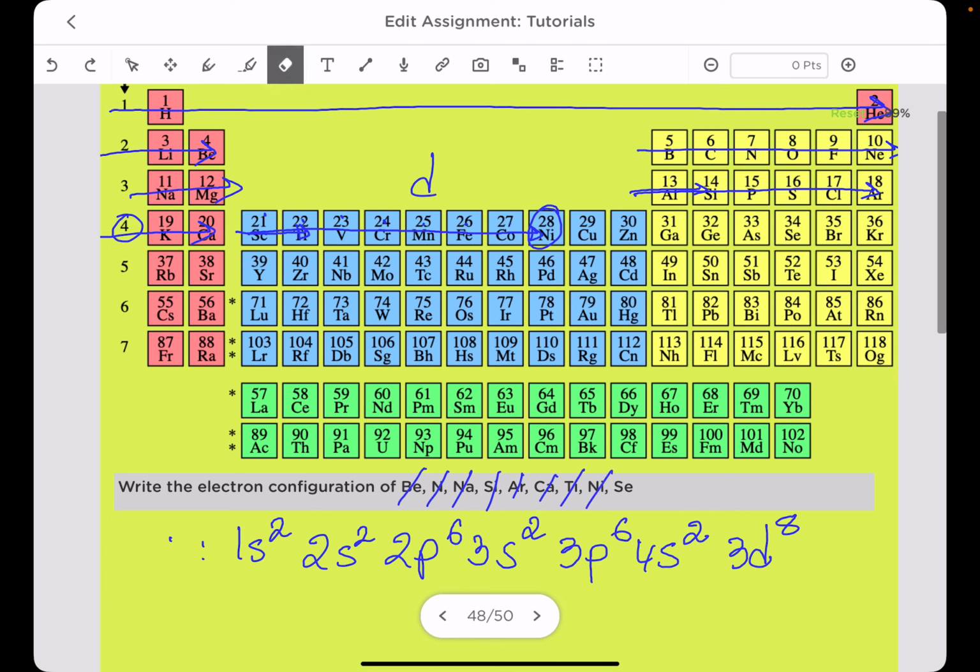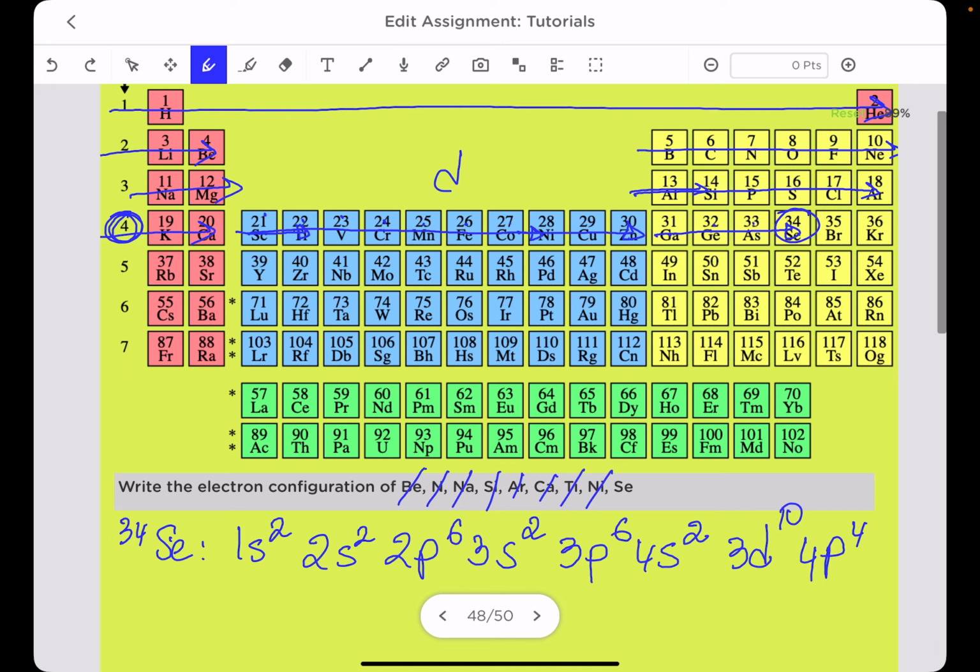Let's give one more example, and let's take the example of selenium. Selenium is right over here, 34 electrons. So what do we do in this case? We're going to take all the D, which is 3d10, and then continue all the way in the 4p until we stop at selenium. So that is 4p, 1, 2, 3, 4. That is the electron configuration of selenium.